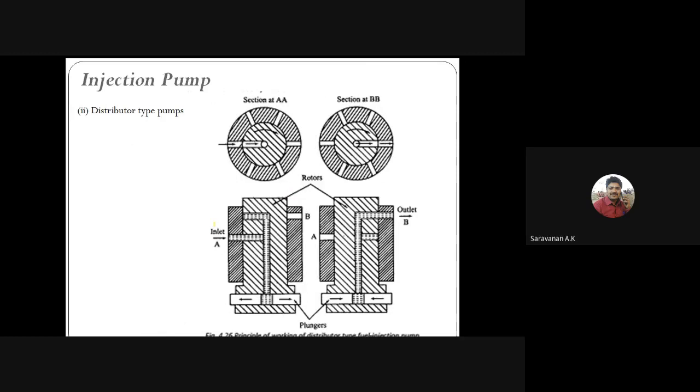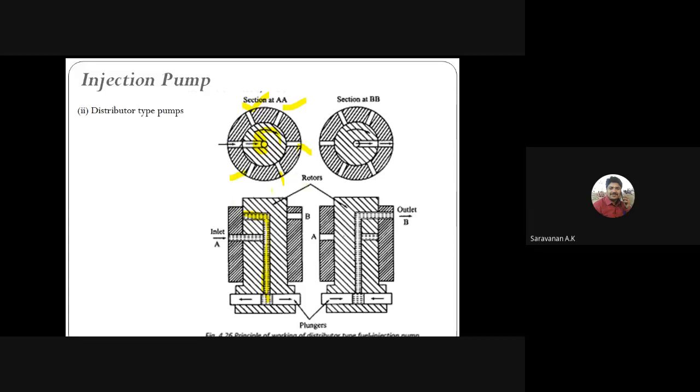And the second one is the distributor pump. In this distributor pump, see here the center one, it is connected to the rotor. The fuel will be supplied through the center rotor. This is the center rotor. Once the rotor rotates, these are the outlets: 1, 2, 3, 4, 5. These are the 5 outlets.